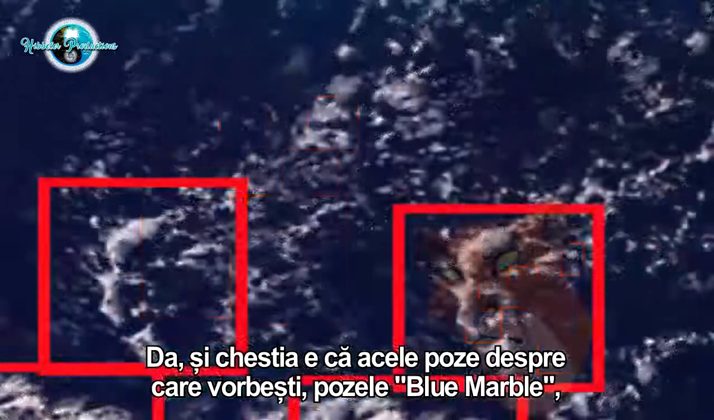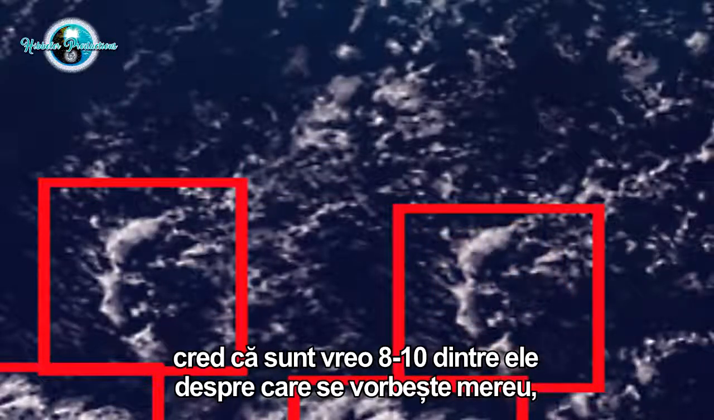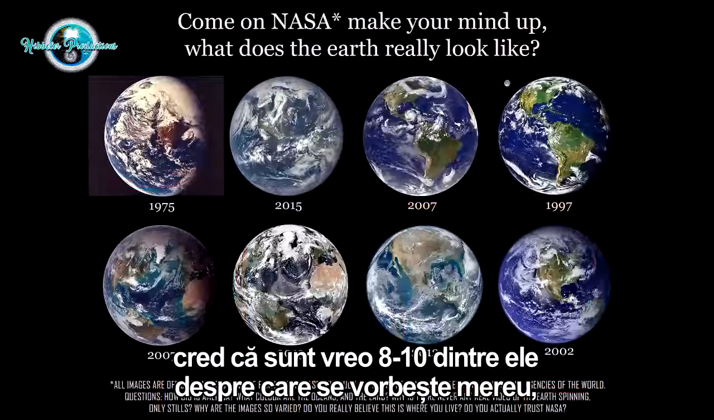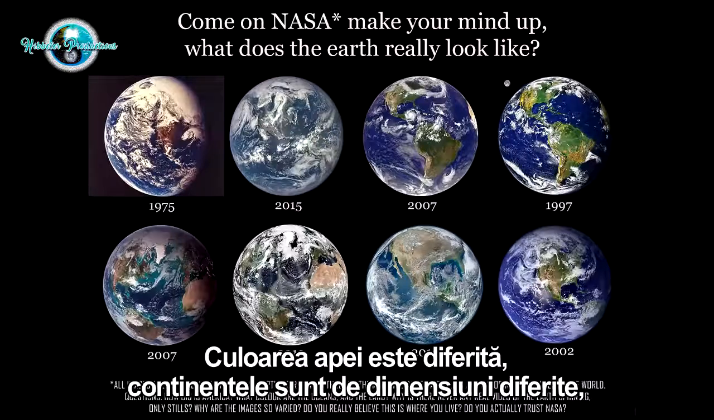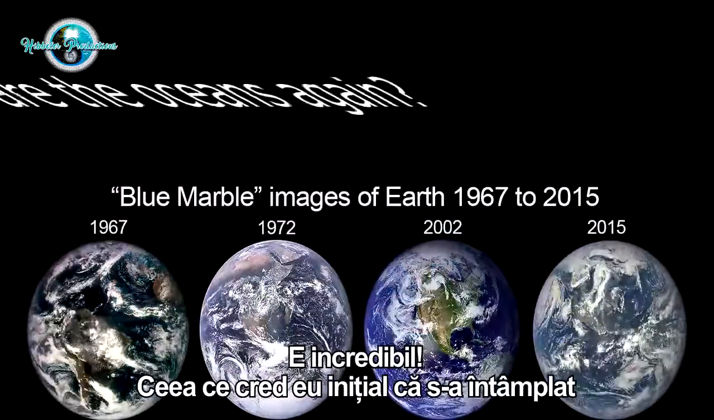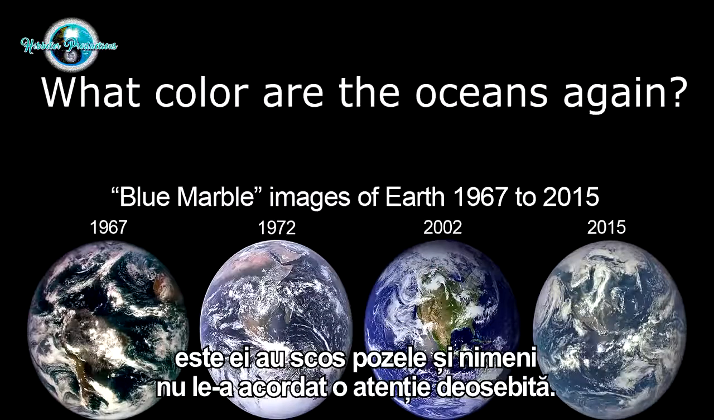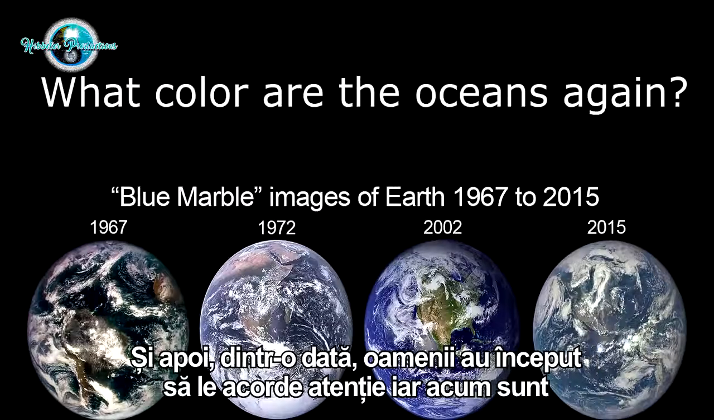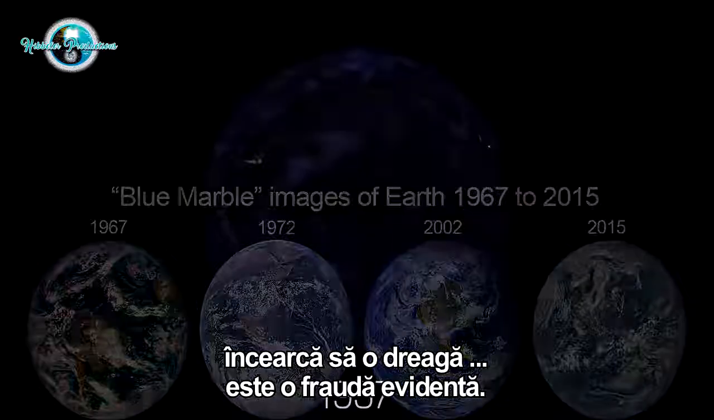Yeah, and the thing is, those pictures that you're talking about, the blue marble pictures, I think there's about maybe 8 to 10 of them over time that NASA has put out, and you're absolutely right. None of those pictures look the same. The color of the water is different. Like you said, the continents are different sizes. It's just unbelievable. And I think what happened originally was they would put these things out and nobody was paying any attention to it. And then all of a sudden now, people are paying attention to it, and now they're pulling these pictures in, and it's an obvious fraud.